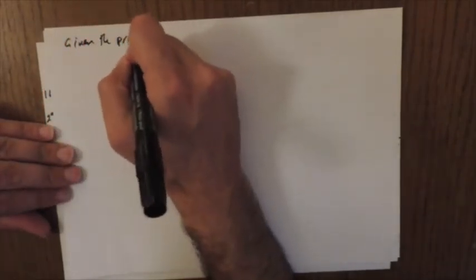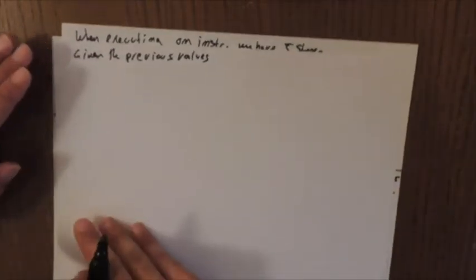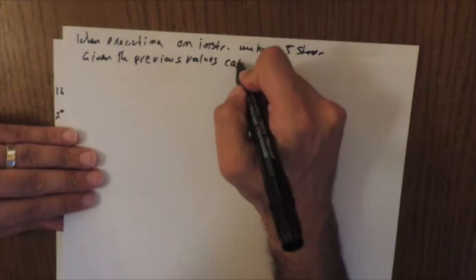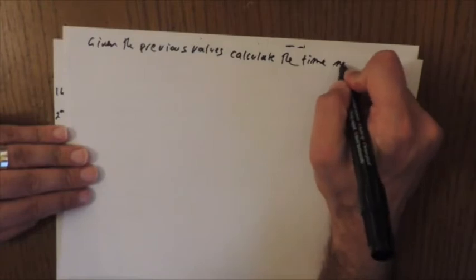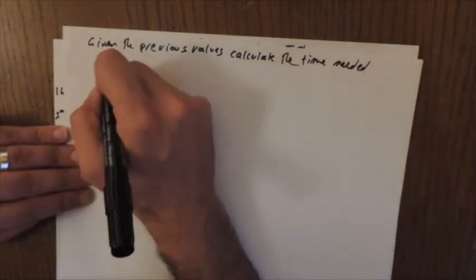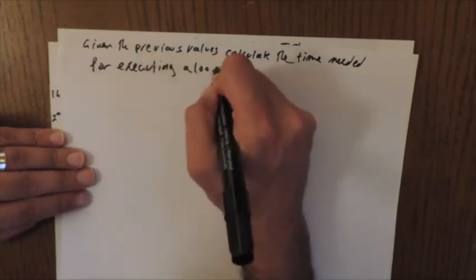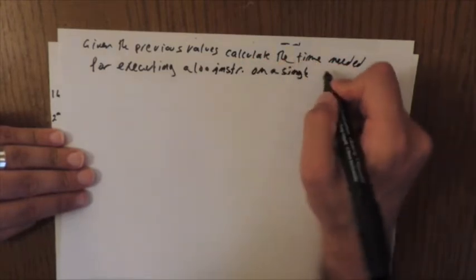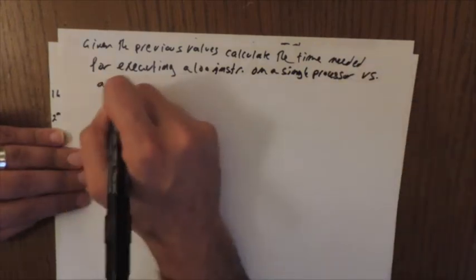So let me give you this exercise. Given the previous values, calculate the time needed for executing 100 instructions on a single cycle processor versus a 5-stage pipeline processor.